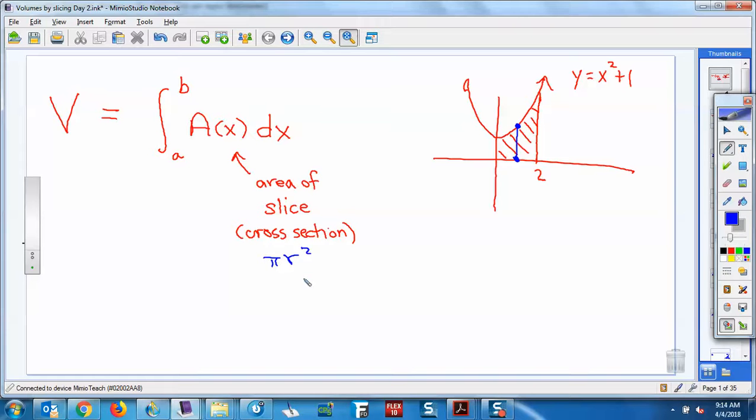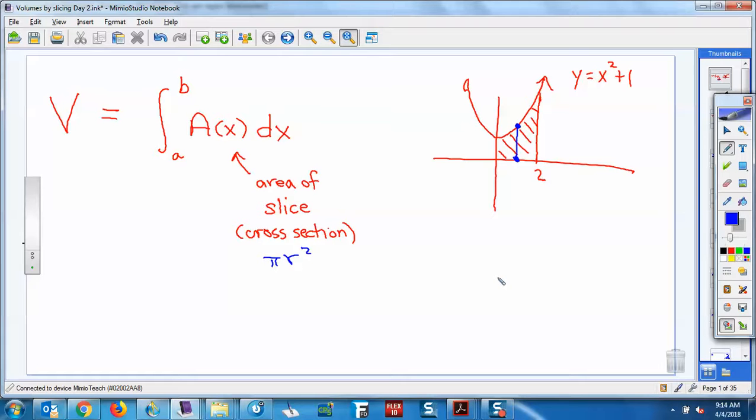Now on Friday, we'll talk about other types of slices. Okay, what types of cross sections could you have? You have a lot of different types of cross sections. We're going to deal with about 5 of them or so. Okay, but right now we're talking about circular slices. So your problem would look something like this.